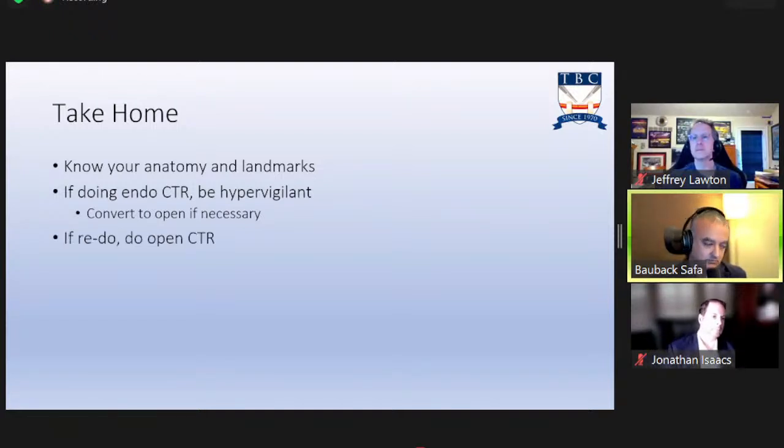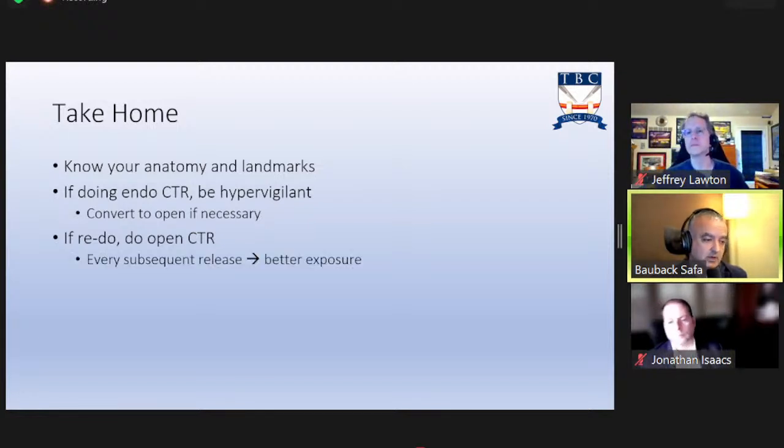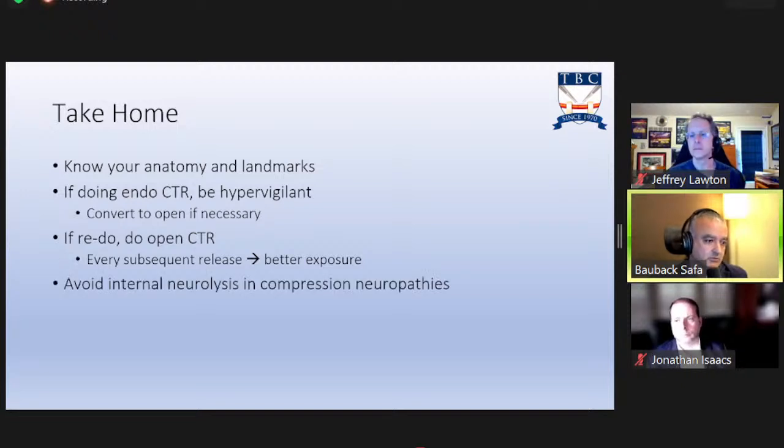If it's a redo, generally speaking, I prefer open. You can see the nerve. Or if it's a very severe primary, you can argue for the same thing. And again, every subsequent release, you need a better exposure for that. And again, don't do an internal neurolysis for a nerve compression. You have to have a really compelling reason to do that, such as the cases that I actually showed.